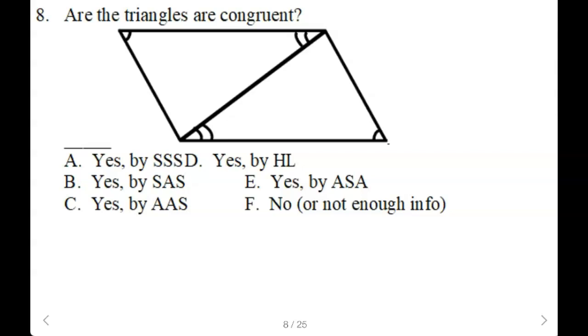All right, are these triangles congruent? Well, we have a pair of angles that are congruent. We have another pair of angles that are congruent. And then we have the sides that are shared, so by the reflexive property, they're congruent to itself. The segment's congruent to itself. So these triangles are congruent by angle, angle, side.